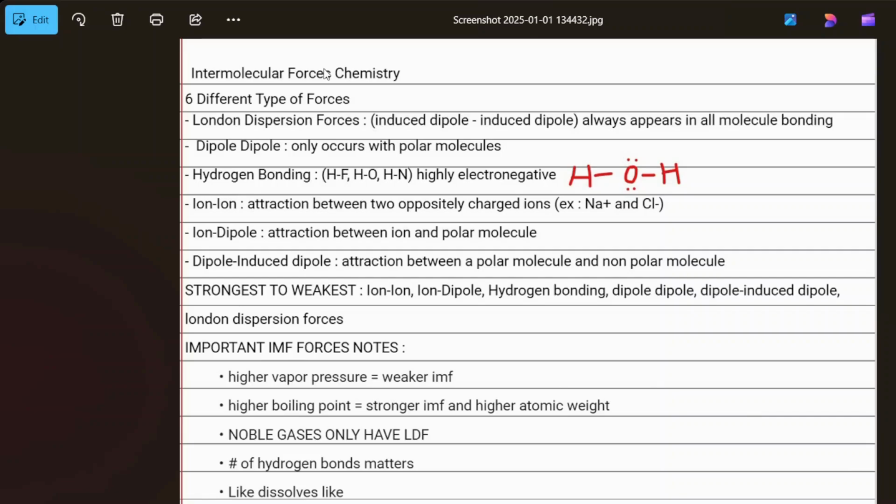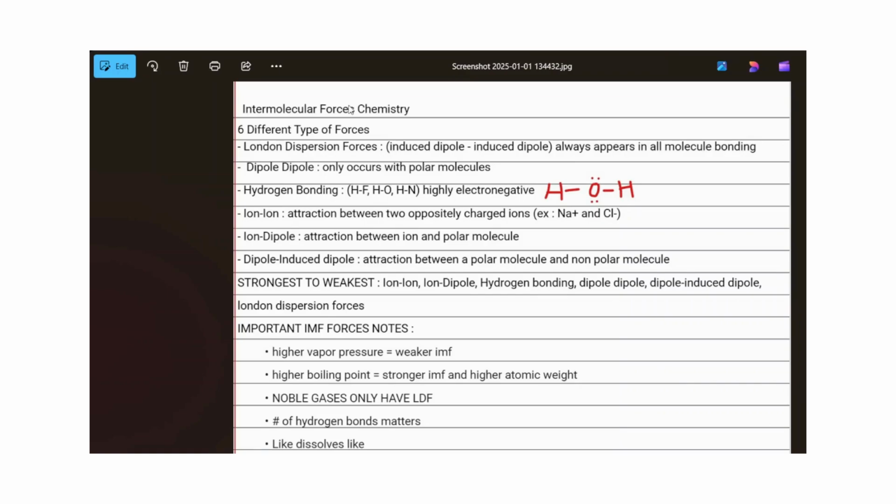So between all of these, the strongest to weakest, you're going to have ion-ion as first, ion-dipole, hydrogen bonding, dipole-dipole, dipole-induced dipole, and then London dispersion forces. And I have some important notes at the bottom.